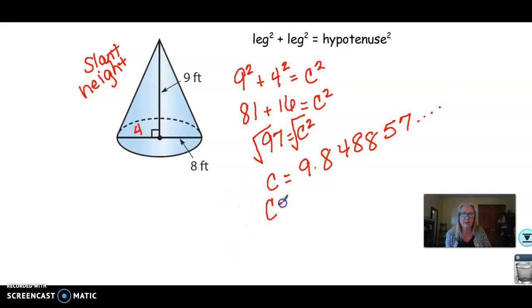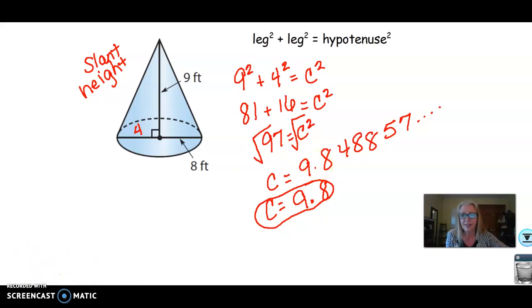Well, to round this to the nearest tenth, we want to either keep this an 8 or make it one more. We need to keep the 9 too. Now we look to the number to the right of it. Because it's a 4, that's a round down. 0 to 4 is round down, and we don't make it less, we just leave it the same. So our slant height is approximately 9.8 feet.